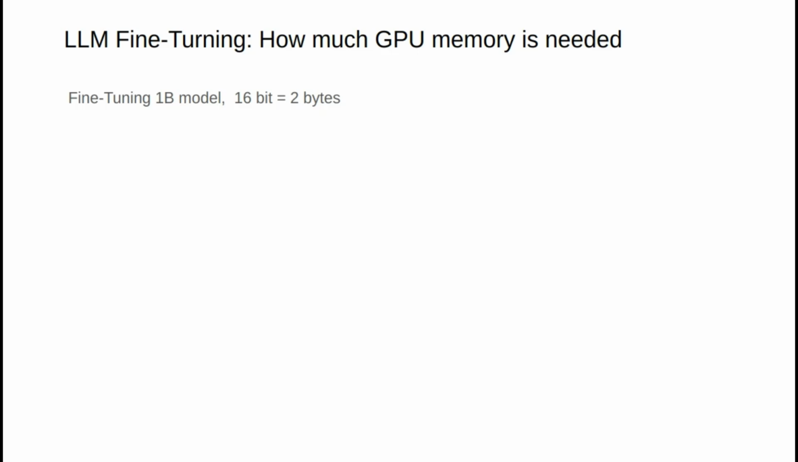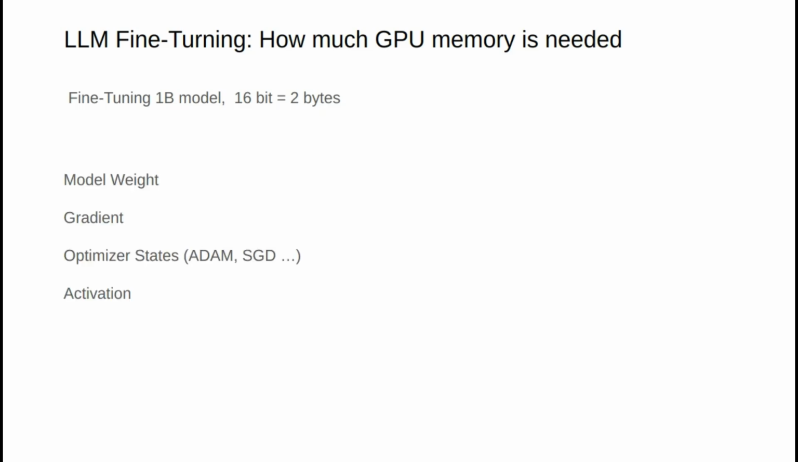Additionally, let's assume the model parameters are represented using 16-bit precision. Since 16 bits equal 2 bytes, we use this for the calculation. Some models may use 32-bit precision, but the logic remains the same. To calculate GPU memory requirements, we need to understand which components consume GPU memory during fine-tuning.